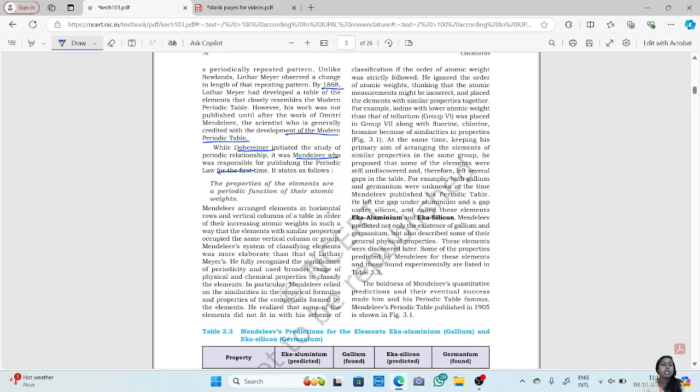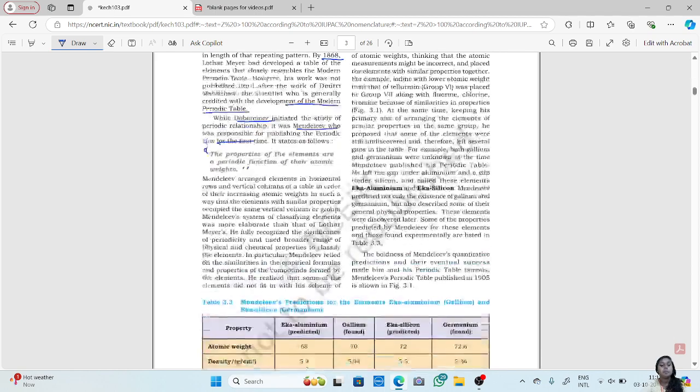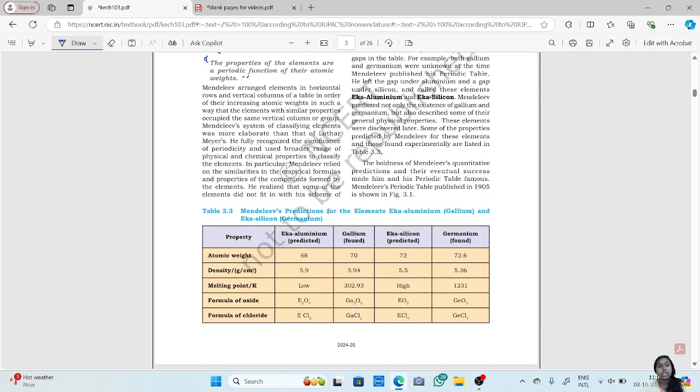Now, what does his law state? The law states that the properties of the elements are a periodic function of their atomic weights. So whatever properties the elements have are a periodic function of their atomic weights. It is due to their atomic weights. Mendeleev arranged elements in horizontal rows and vertical columns of a table in order of their increasing atomic weights in such a way that the elements with similar properties occupied the same vertical column or group.